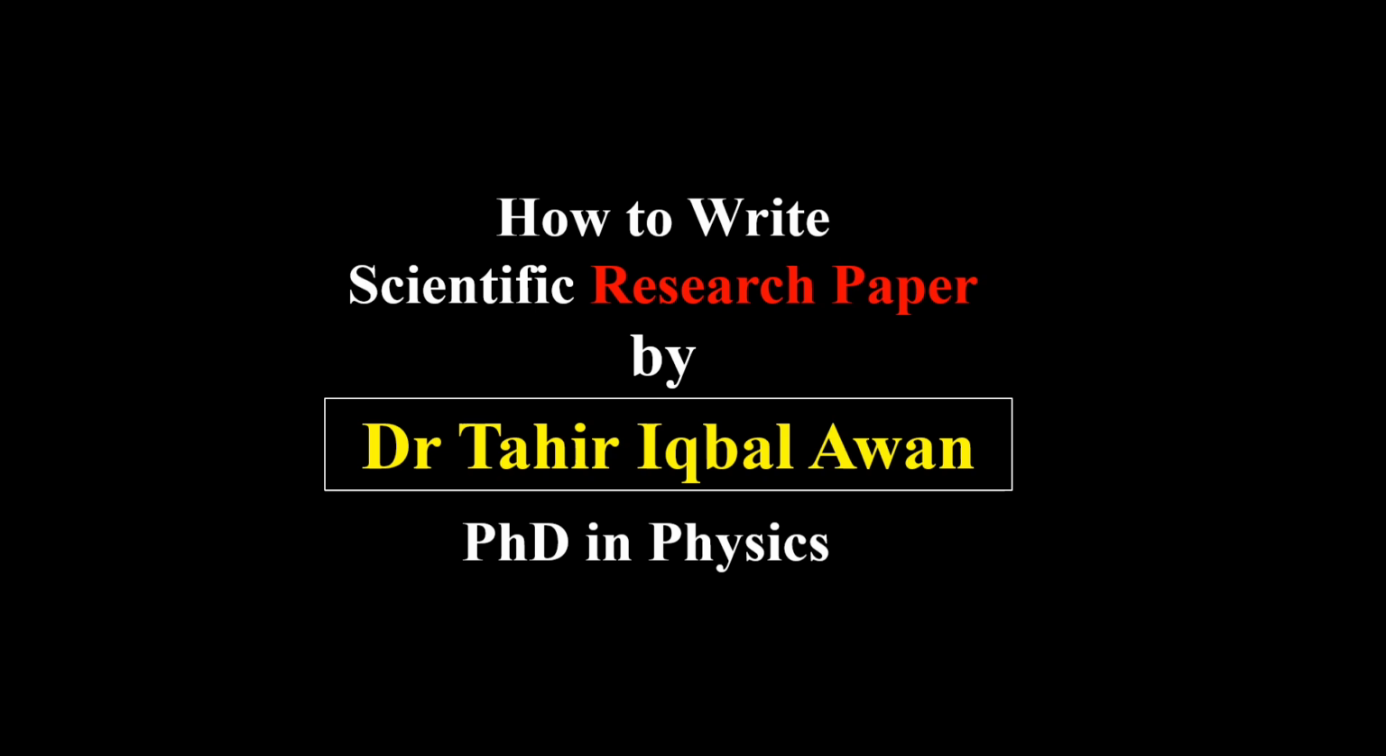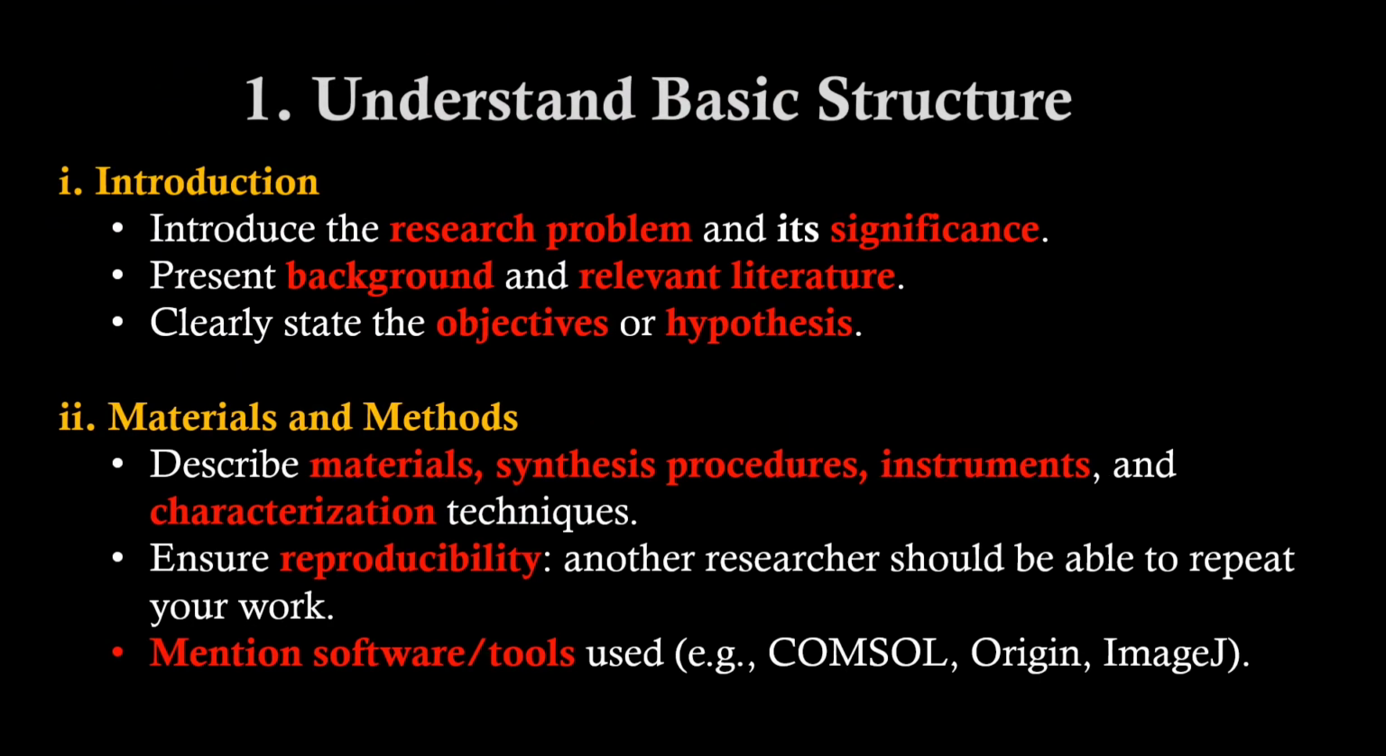Today we will discuss one of the very important aspects of research, that is how to write a scientific research paper. Before I move towards the title and abstract and the other constituents or parts of the research paper, let me focus more on the basic structure or the body of the research paper, and let's try to understand that basic structure.